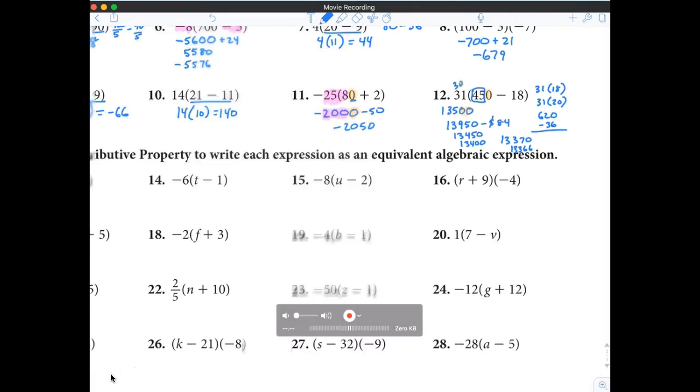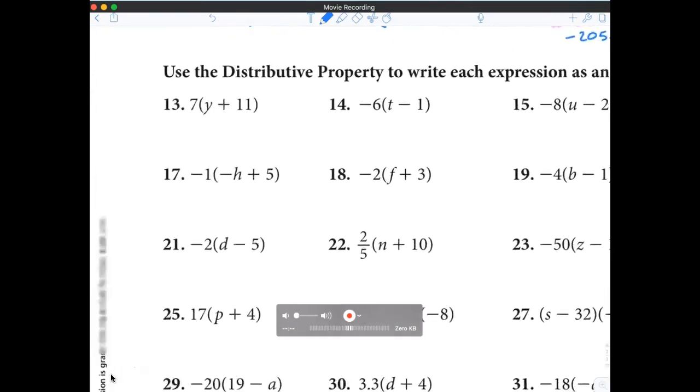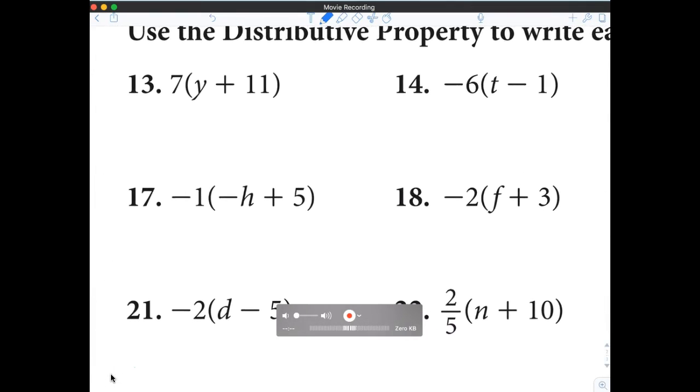Now, again, we got to get going, guys. Listen to me. Now we're getting into the algebra part. To get into the algebra part, the answer for 13, 7 times y is 7y. Now, 7 times 11 is, so your answer, listen to how simple this is, 7y plus 77. Now, how do I know it's a plus 77? Because a positive times a positive is a positive.